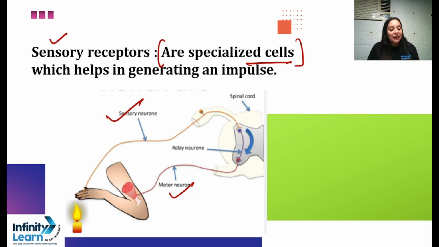The same thing happens with all the sensory organs, that they have receptors. They get activated because of a certain stimulus. They generate an electric impulse, which is sent to the brain. The brain analyzes, sends the interpreted response through a motor nerve, and then the effector organ responds accordingly.